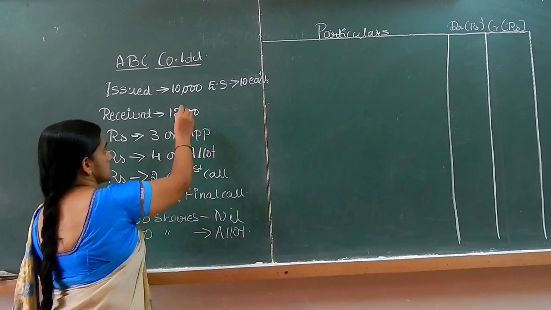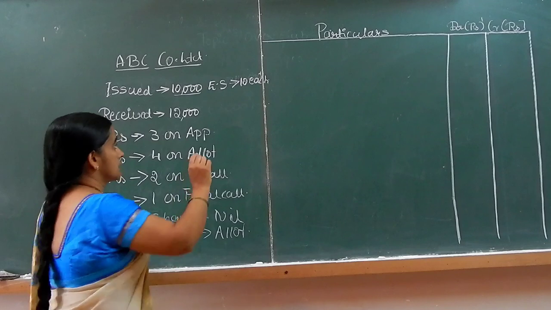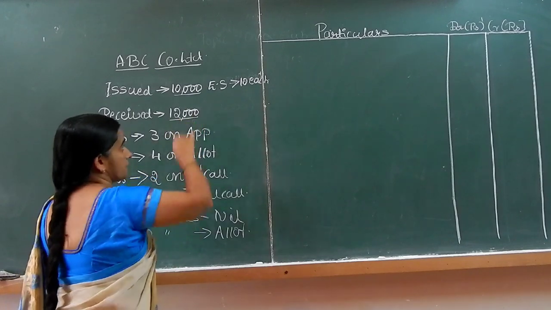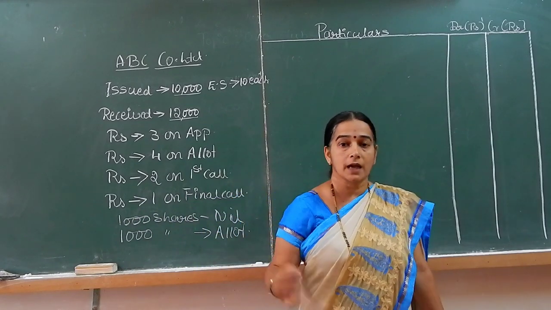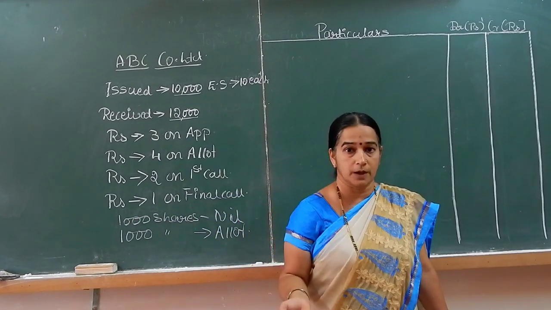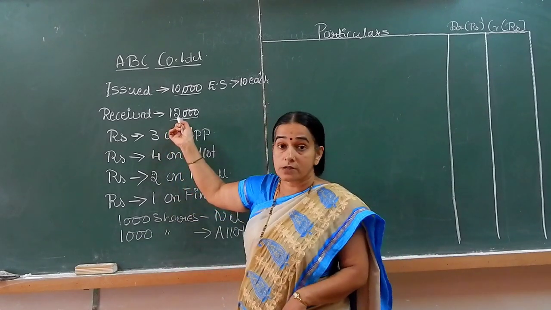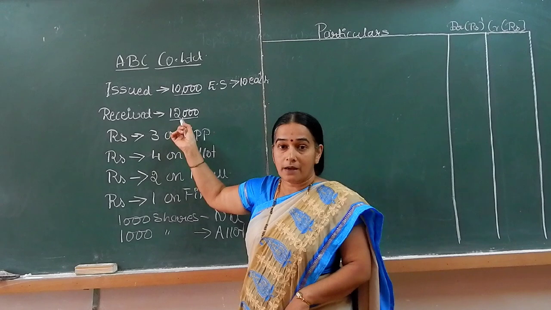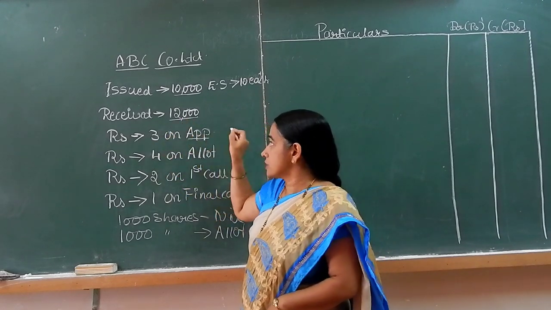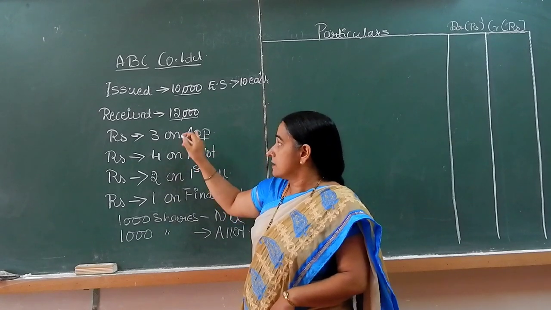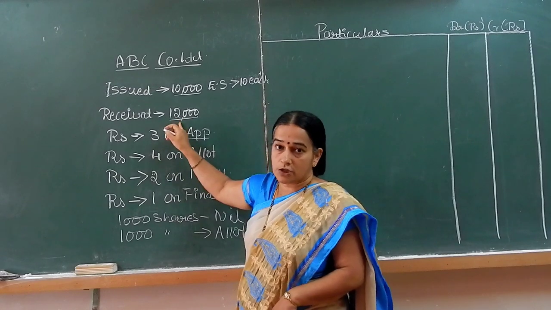Now, how many shares are issued to the public? 10,000 shares. But the company received applications for how many shares? 12,000 shares. While calculating the application money, we have to calculate on 12,000 shares, because while applying for shares, they have paid application money. For that reason, the application money is received on 12,000 shares.